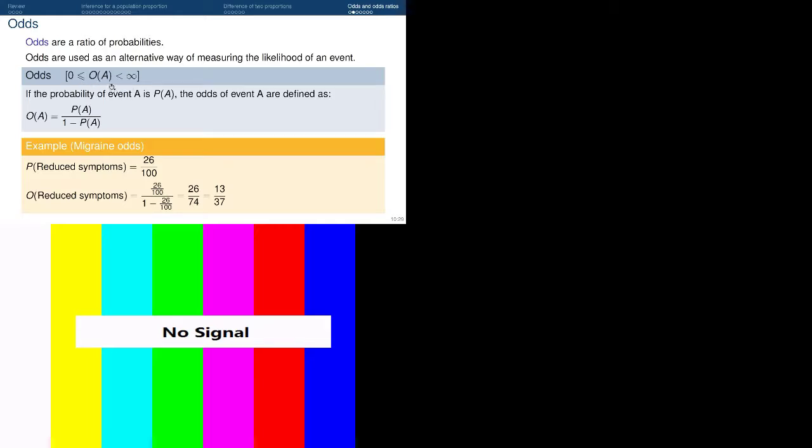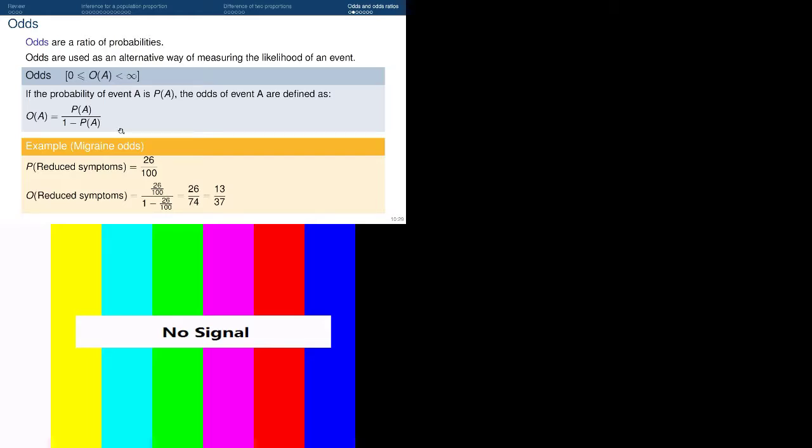So what are the odds? The odds are the probability of an event divided by 1 minus that probability. And what is 1 minus the probability of A? Well, that's the probability of A not occurring. So the odds are the ratio of the probability of event A taking place divided by the probability of event A not taking place.